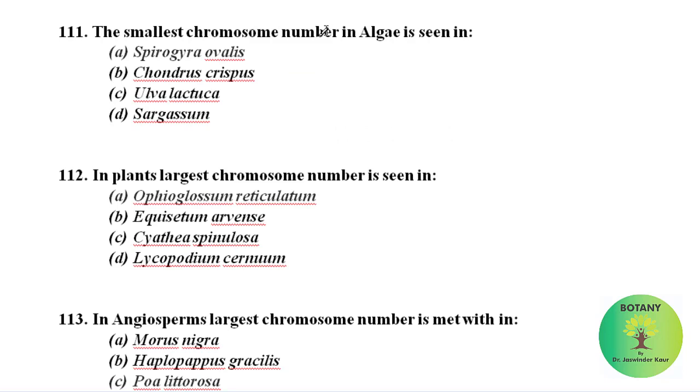The smallest chromosome number in algae is seen in Spirogyra ovalis. In plants, the largest chromosome number is seen in Ophioglossum reticulatum. Their diploid chromosome number is 1440, that means 720 pairs of chromosomes. It is also known as adder's tongue fern.